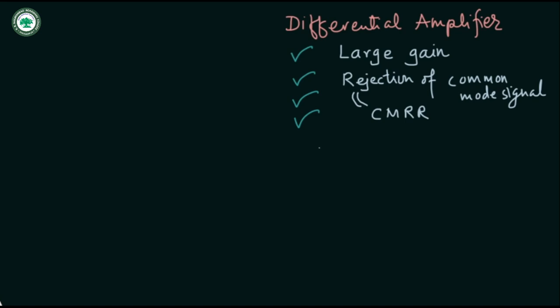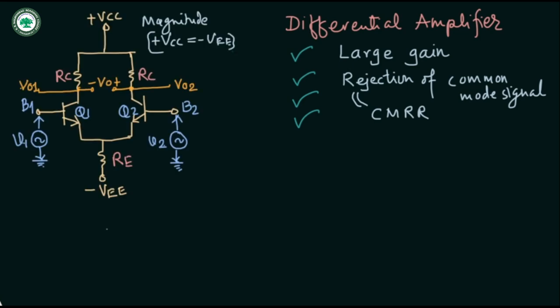And if we consider the actual circuit diagram of the differential amplifier, it will look like this. It consists of two NPN transistors, Q1 and Q2. The emitters of these transistors are tied together and connected to the RE resistor, which is finally connected to the negative power supply voltage. This type of coupling we call emitter coupling.